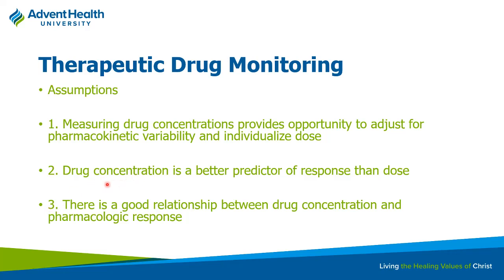Another assumption here is that drug concentration is a better predictor of response than just the dose that you're giving them, right? So that way we've correlated the dose that you're giving and that concentration to actual clinical effects. That's another assumption we're making there. And there should be a good relationship between drug concentration and pharmacologic response. So assuming that as I increase the dose, I should see a bigger response, right? Vice versa, if I lower that dose, I should see less of a response.